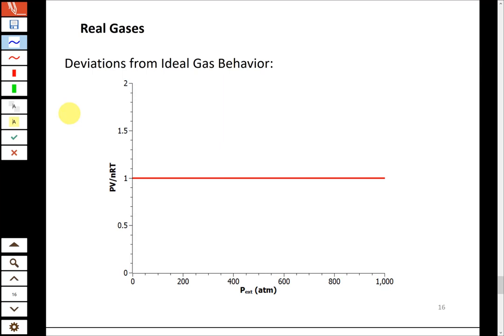So in an ideal gas, PV equals nRT. If we divide both sides by nRT, PV divided by nRT should equal 1 for an ideal gas. So if we measure PV divided by nRT for any gas, if it's behaving ideally, that ratio should always be 1, no matter what the pressure, volume, number of moles, and temperature is.